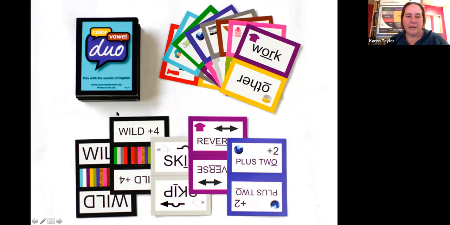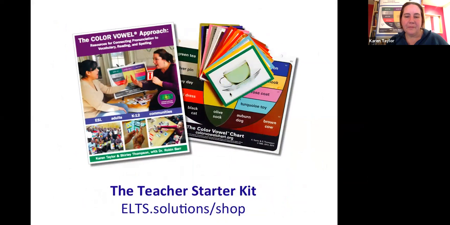This is showing you some of the special cards that we have here. There's a +2 option, reverse, so it'll reverse play if you're playing with a group, a skip option, silver pin skip, and wild cards. Okay, and just to remind you, this is all related to the color vowel approach.